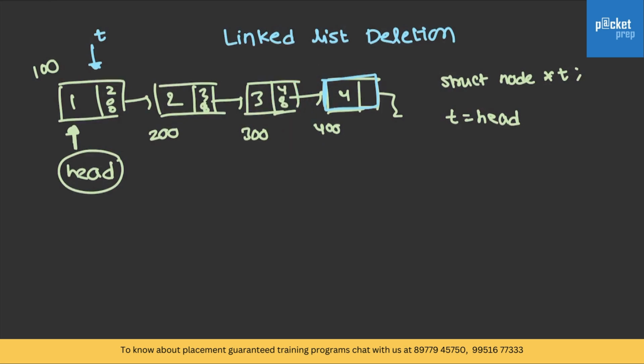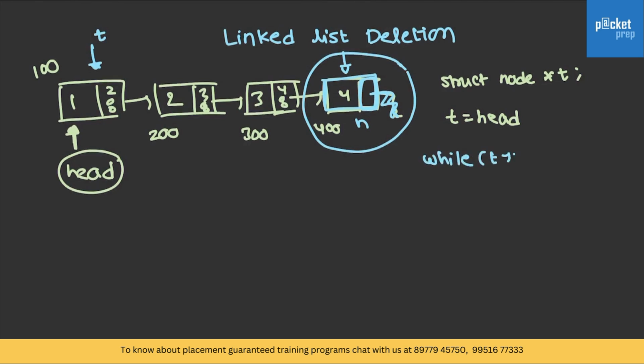So, let's see how we can make it. If you want to identify the last node, you can identify it by this statement: if for a node n, n arrow next is equal to null, then it is the last node. As we need to reach the last node, we can check the condition till node arrow next becomes null, as in while T arrow next.